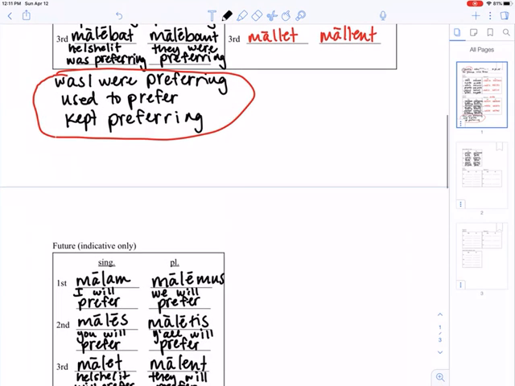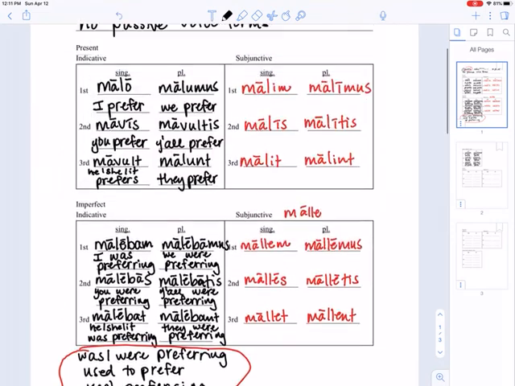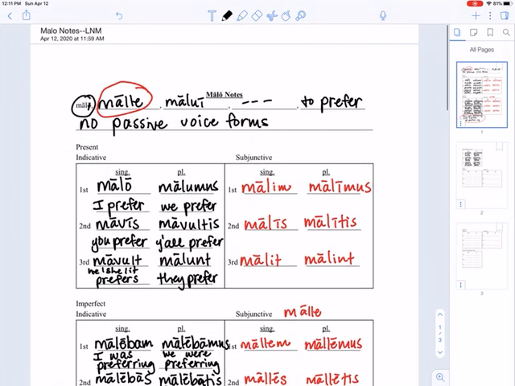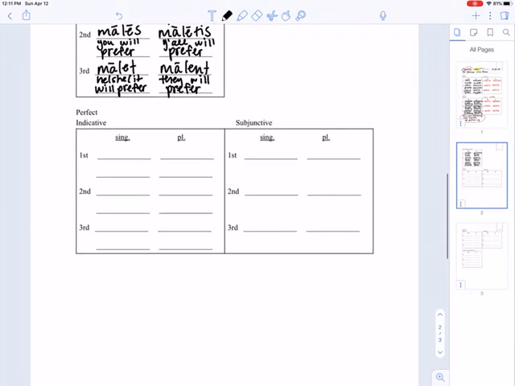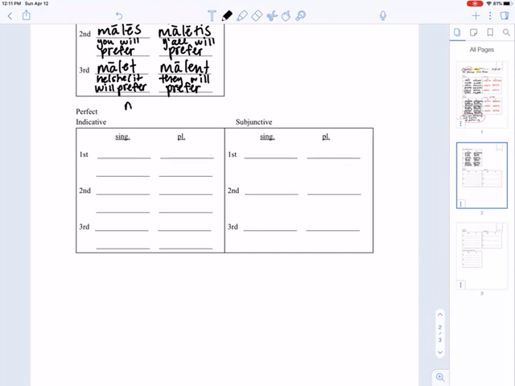Okay, so we are now going to move on to perfect. With all of those perfects, we need that third principal part. We need Malui. So let's go down here to perfect, and I'm going to write that third principal part right there for us. Again, this is always our perfect active indicative first singular form, so we're going to put it right there, Malui.